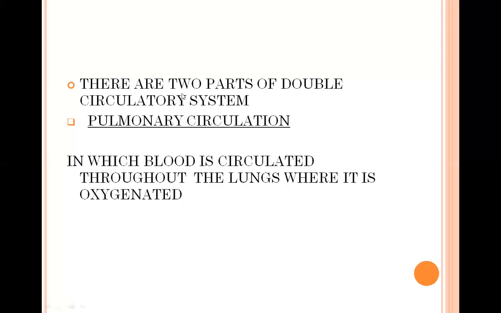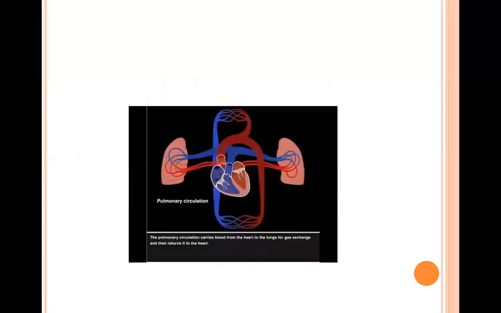There are two parts of the double circulatory system. Number one, pulmonary circulation. What does pulmonary circulation mean? The word pulmonary itself shows it is regarding the lungs. It means blood is circulated through the lungs where it is oxygenated. Let me give you an example. Remember, wherever you see the word pulmonary, it means lungs.